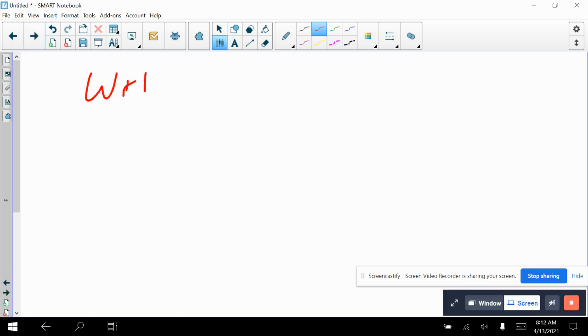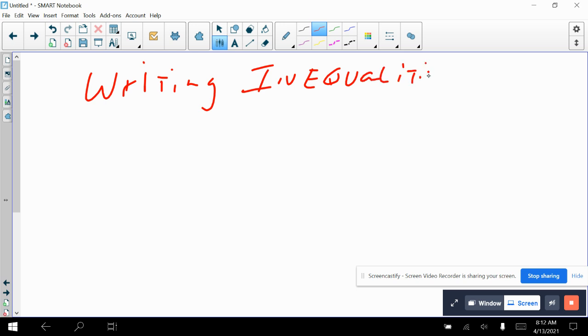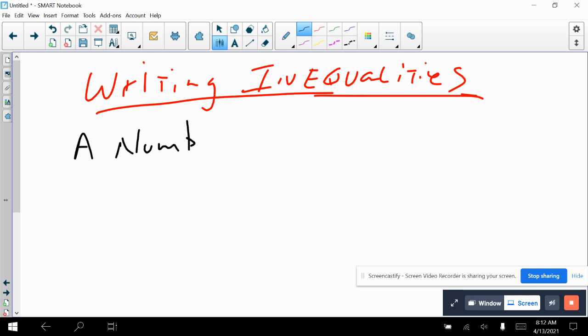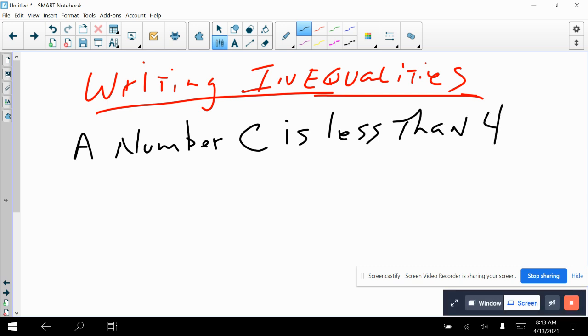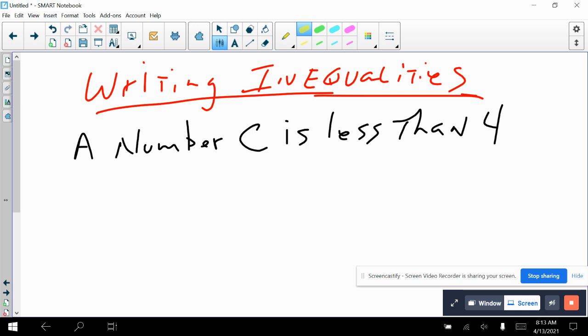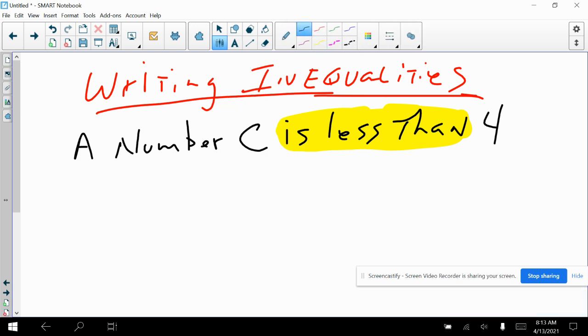Okay, so writing inequalities. Again, very similar to 7.1. Key words there are "is less than." Everything else should be familiar to you from chapter 7. But now we have to deal with the inequality signs.